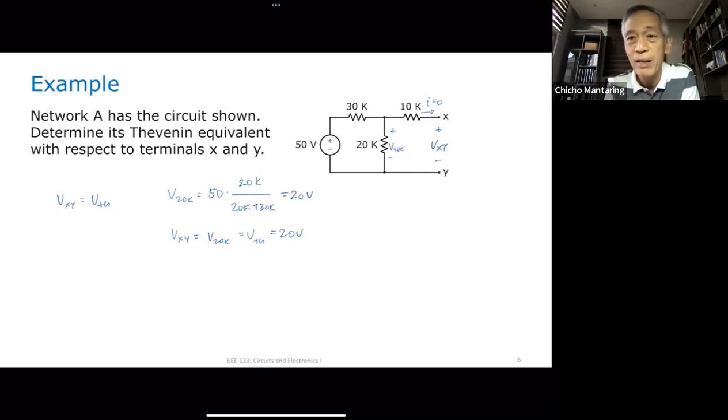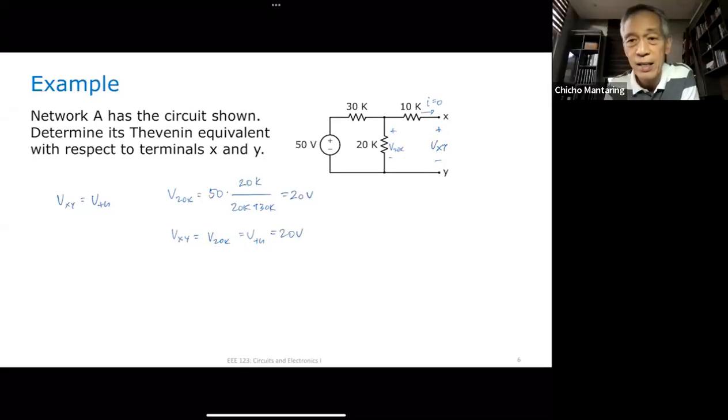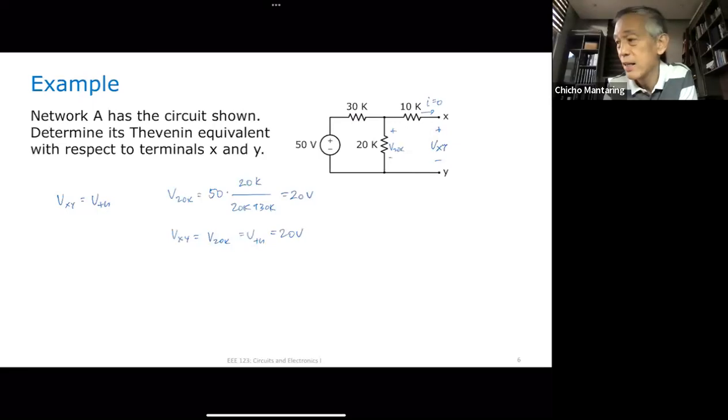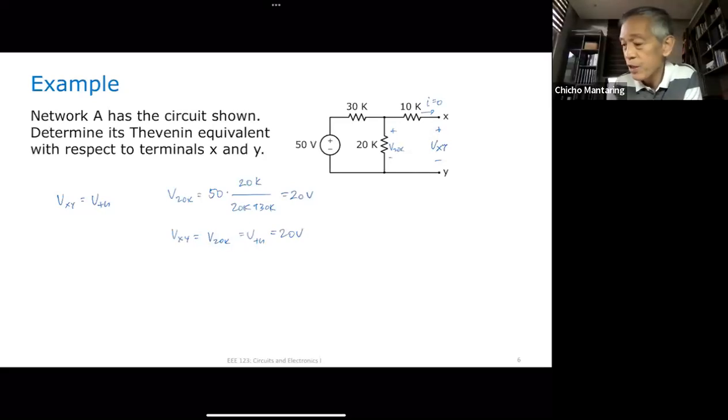Okay, Ruben. Sir, with the 50-volt source suppressed, it just becomes shorted. So with reference to X and Y, because 30 and 20 are in parallel, you can put that into one resistor, which is 12K. So 10 plus 12, 22K. Okay, that's right.